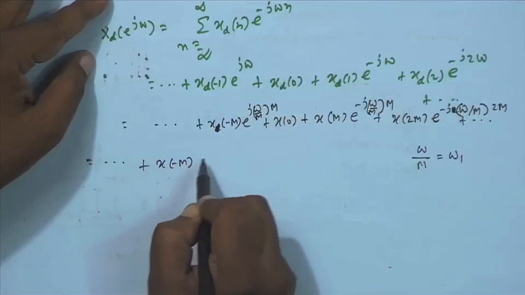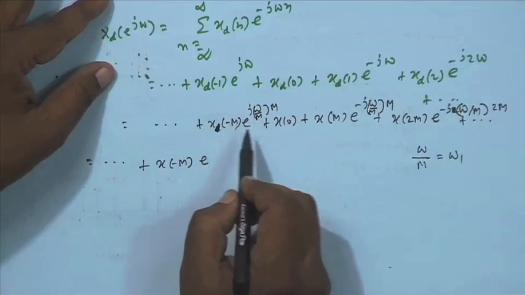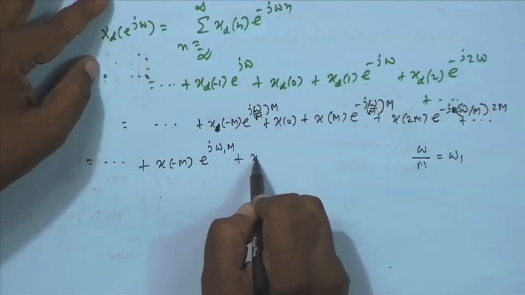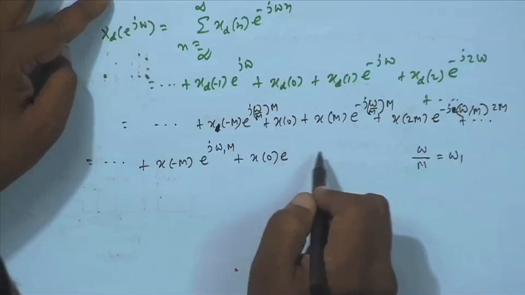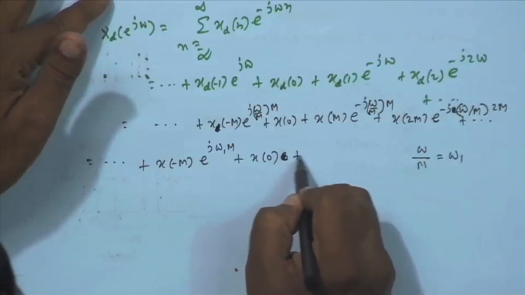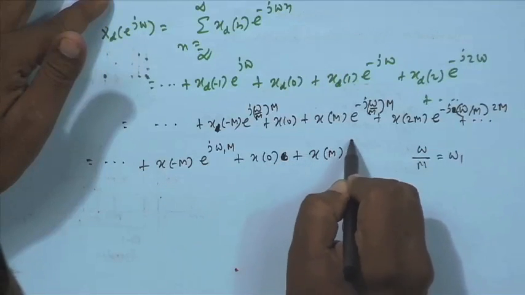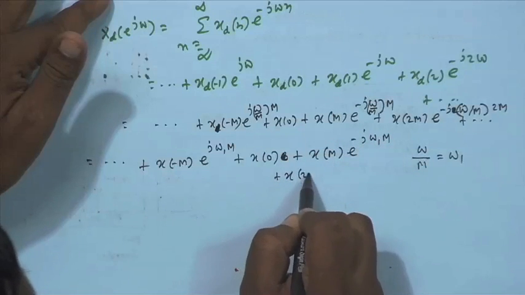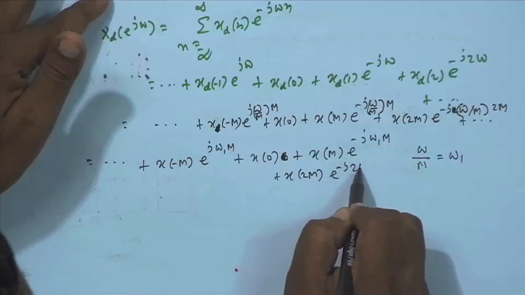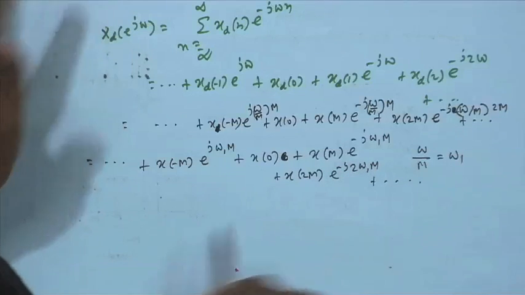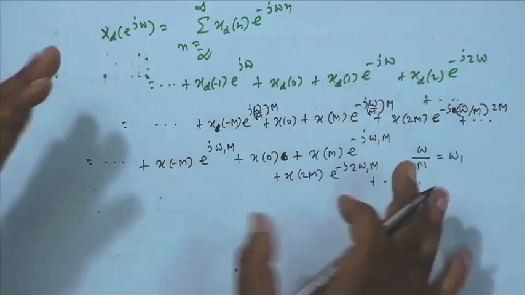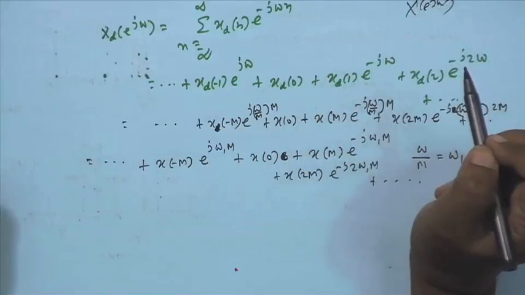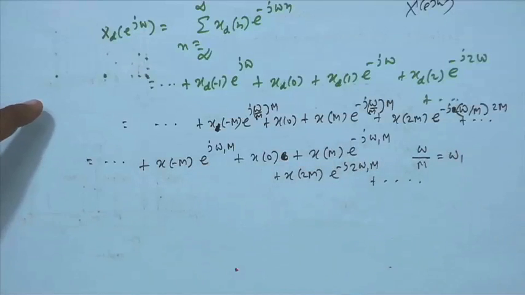x minus m e to the power j omega 1 m, then x 0 e to the power 0, x m e to the power minus j omega 1 m, x 2 m e to the power minus j twice omega m, and so on. See, I have to manipulate so that this term becomes closer to the original x e to the power j omega.